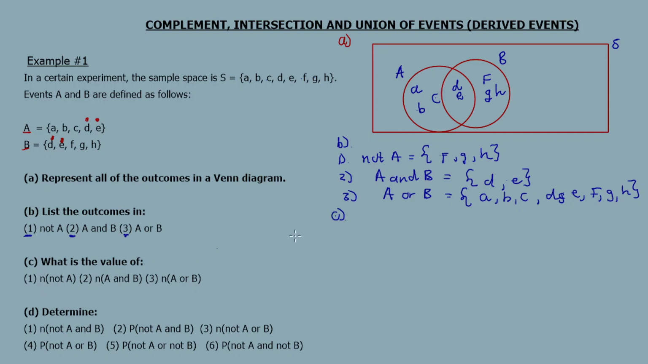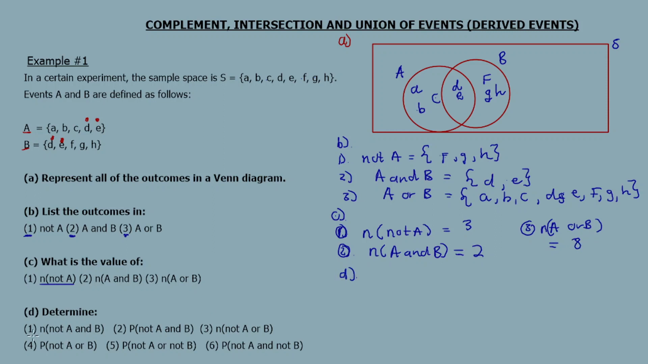Part C: what is the value of number 1? It's the number of all the outcomes in not A, the complement of A. The number of not A is equal to 1, 2, 3, so it's 3. It's straightforward, but sometimes you guys get this stuff wrong. Hopefully after this lesson you won't. Number 2: the number of outcomes in A and B is D and E, so it's 2. Number 3: the number of A or B is equal to 8.